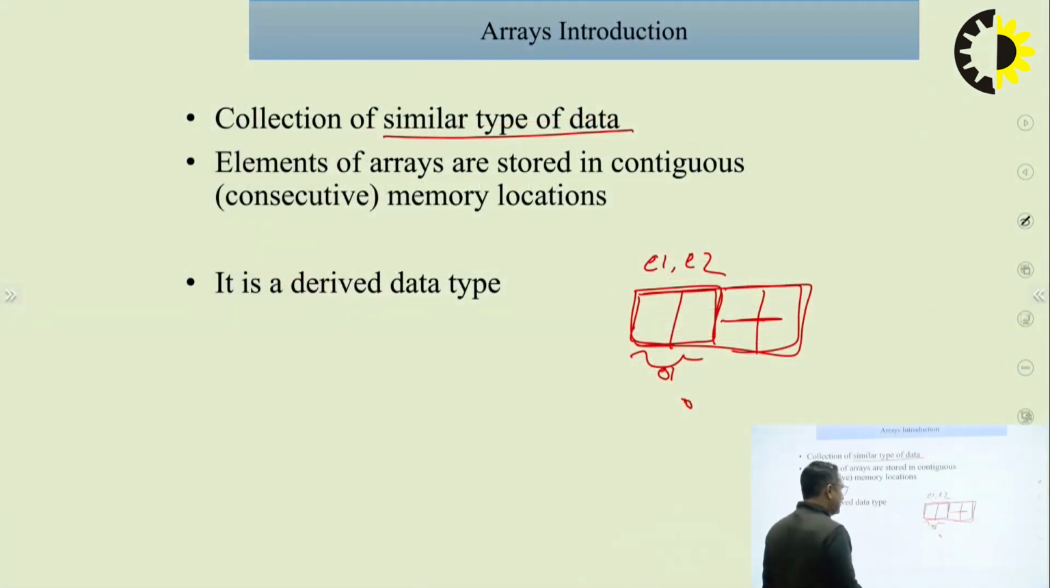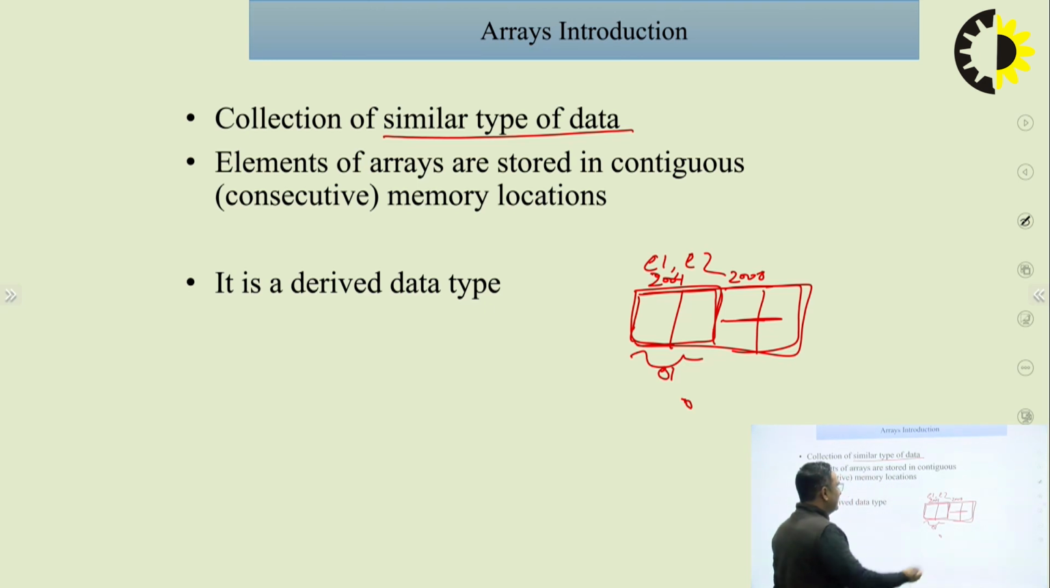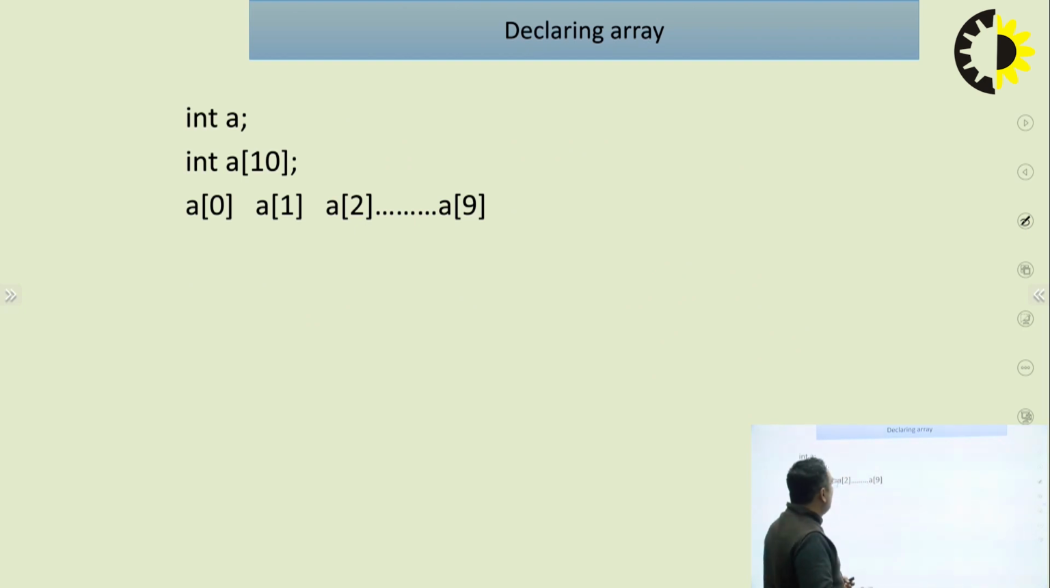As I just mentioned, let's suppose it is addressed 2004, and then it will start from 2008 and so on. I take int into consideration, so the size of int is 4 bytes. It is a derived data type, derived from the primitive data type. Now, how to declare an array?